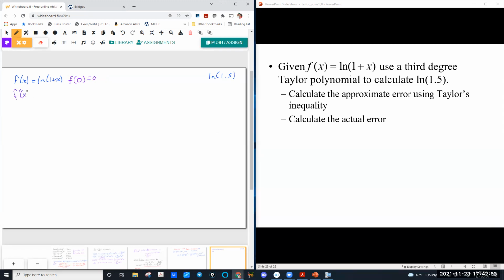So now we start finding derivatives. F prime is 1 over 1 plus x. And this may be easier to do written as 1 plus x to the minus 1. All right, because that right there, we know that our f prime of 0 is just 1, because 1 to the negative 1 is 1. But this is going to make it easier to find our derivatives. F double prime is negative 1 plus x to the negative 2.